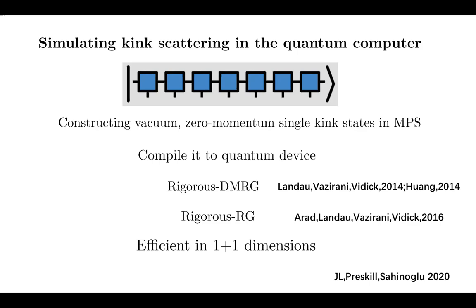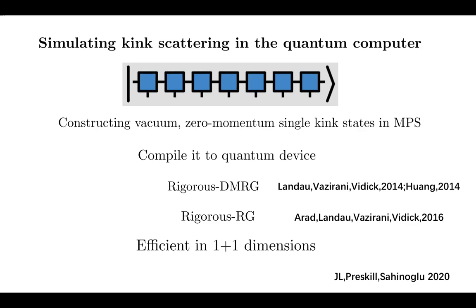These are done by some quantum computer scientists. Because currently we are dealing with algorithms, for people dealing with an algorithm, you have to estimate the complexity efficiently. The reason that we use those algorithms is basically because they have a rigorous bound on how many resources you need, and a rigorous bound on how converging the DMRG algorithm is. Using them, we could actually prepare the vacuum state and zero momentum kink state.